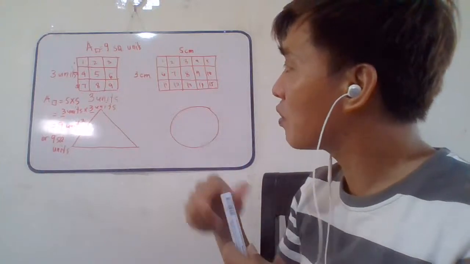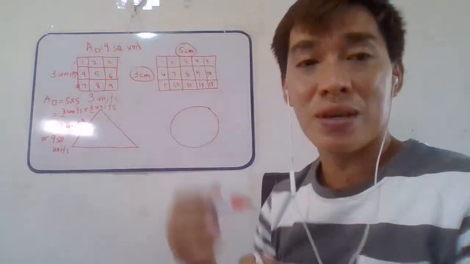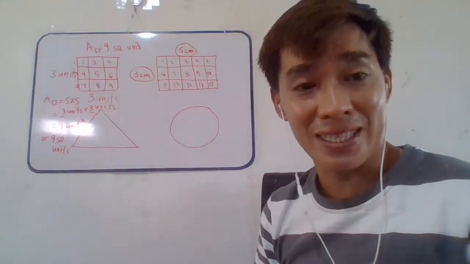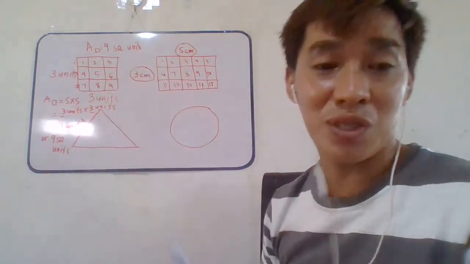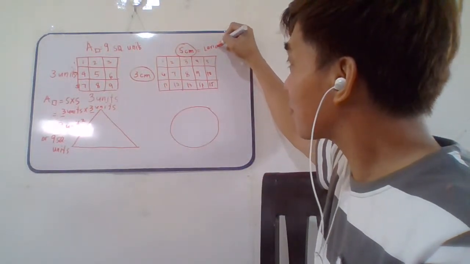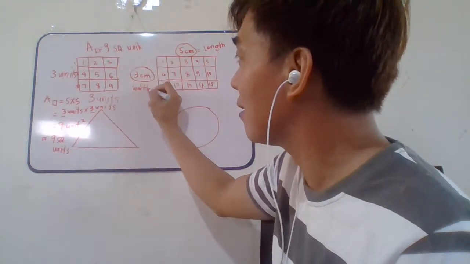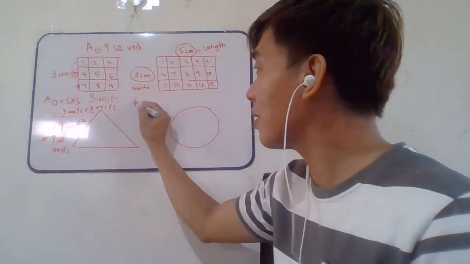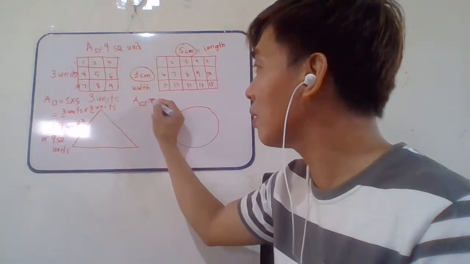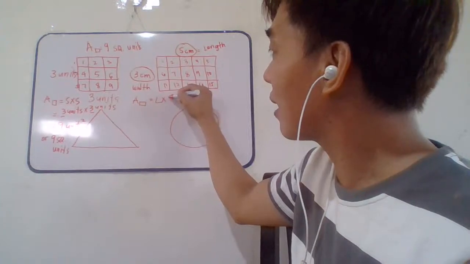And that 15 square units is actually just the product of these 2 sides here, the longer side and the shorter side. The longer side is what we call the length, and of course the shorter side is what we call the width. So in getting the area of the rectangle, you multiply the length and the width.